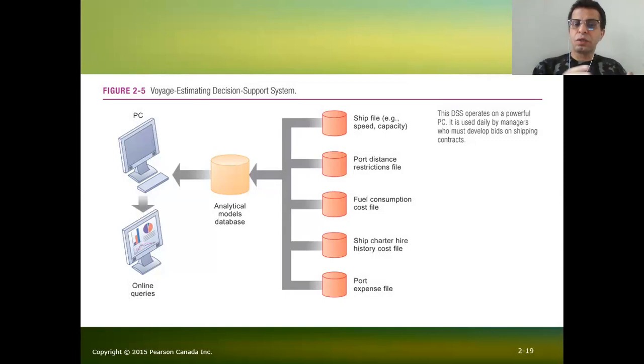Here we talked about the voyage as an example, the voyage estimating decision support system, the DSS. Basically you have data and dependencies: the speed of the ship, how fast, how flexible. You have the port distance, how far, and what kind of restrictions come from the data. You have how much fuel you're supposed to consume cost-wise, the file of the ship charter hire history costs, and how much expense the port has.